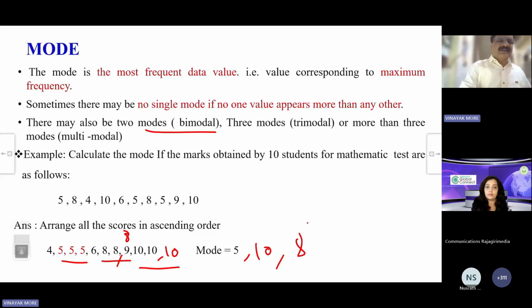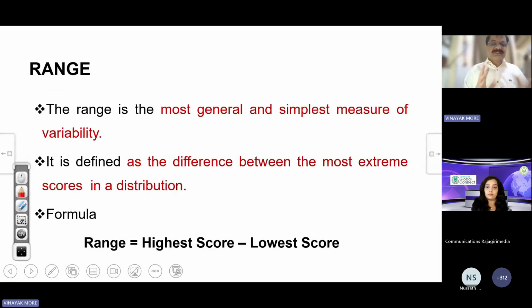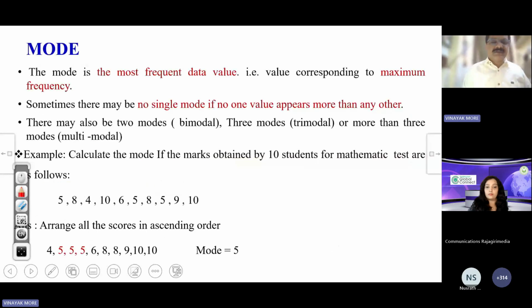It is used just to find out what score the maximum number of students are getting. So basically these three, mean, mode and median, are measures of central tendency. They give values which tend to the center, and they have some interpretation also.